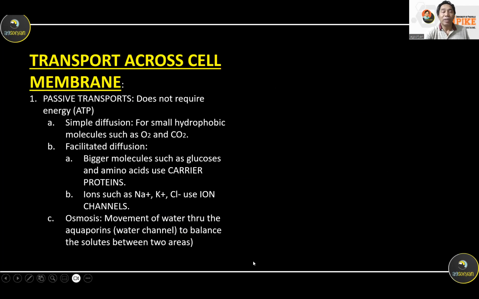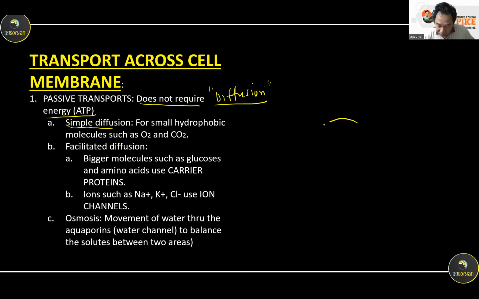Okay, now we start with the passive transport. Passive transport does not require energy or ATP. Again, the transport is mostly called diffusion: movement of molecules from a higher concentration area to a lower concentration area. The first type is called simple diffusion. This is for small hydrophobic molecules like oxygen and carbon dioxide.